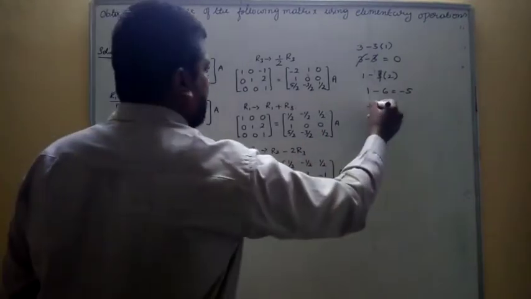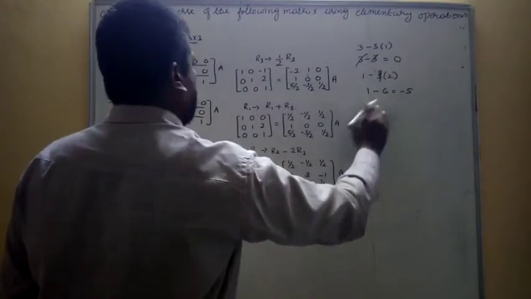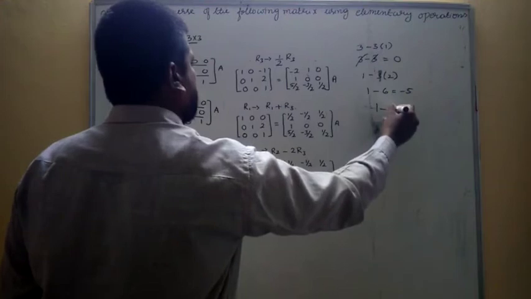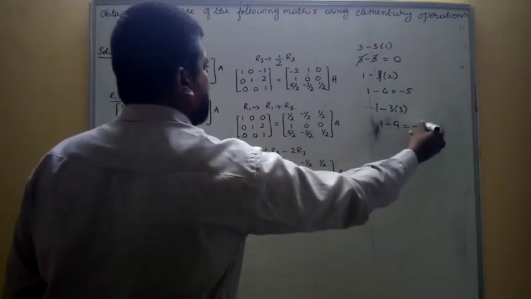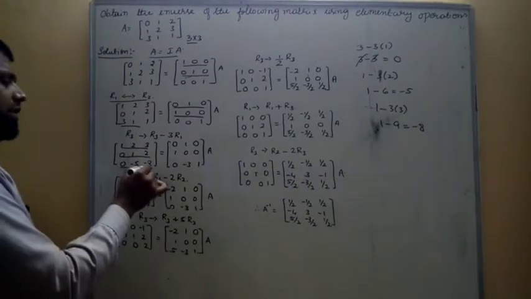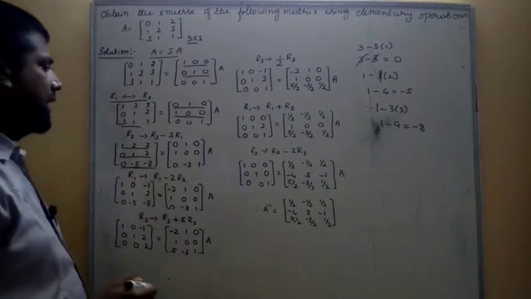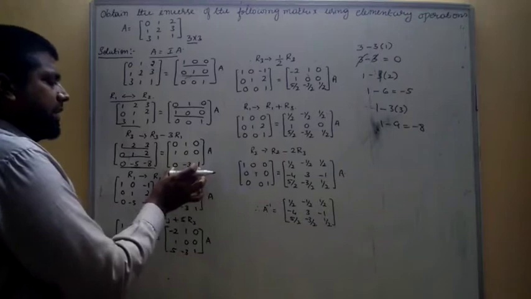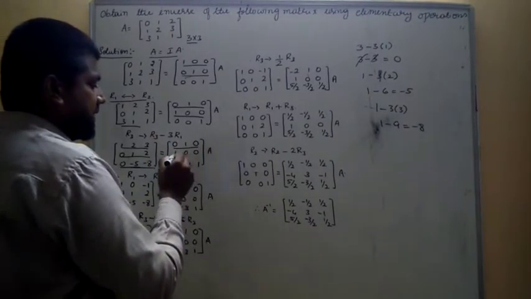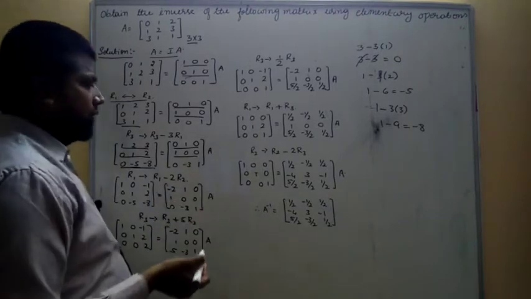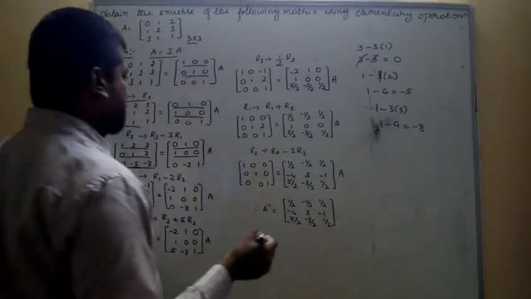Next, 1 minus 3 into 3. 1 minus 9 is minus 8. So here you have to write minus 8. Again you have to go for the identity matrix. You have to follow the same procedure. You write the first row as it is, the second row as it is, then you go for the third row. The third row should be changed.